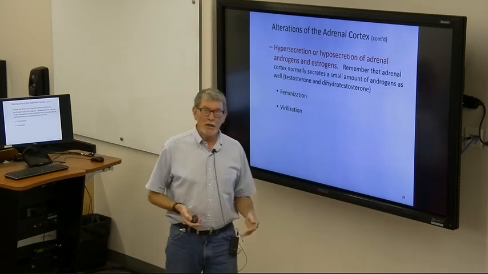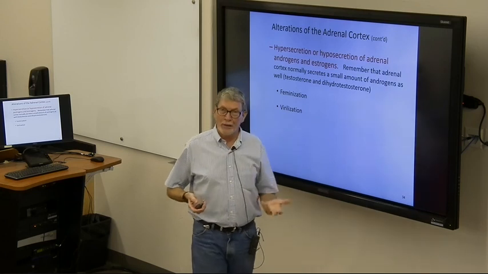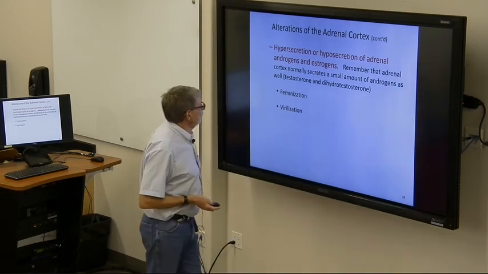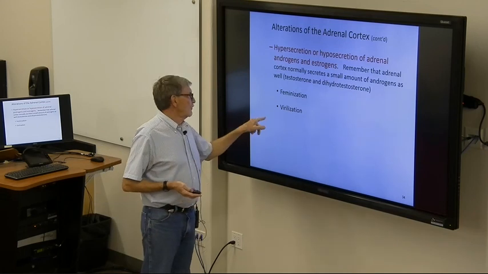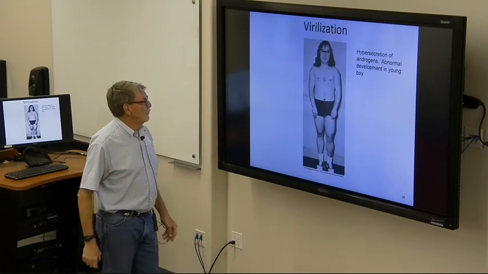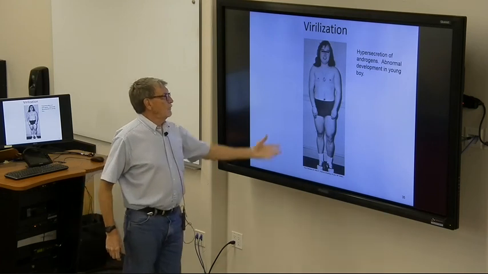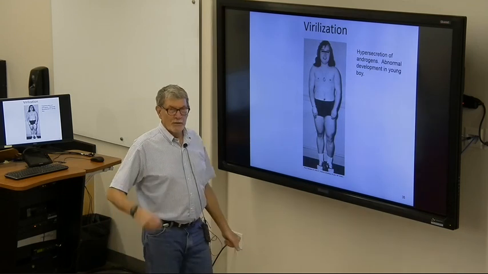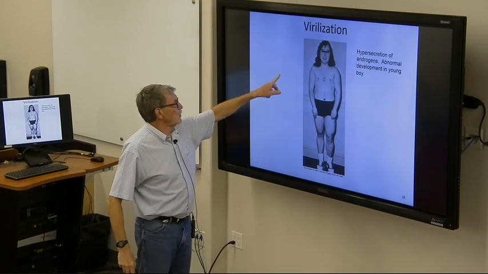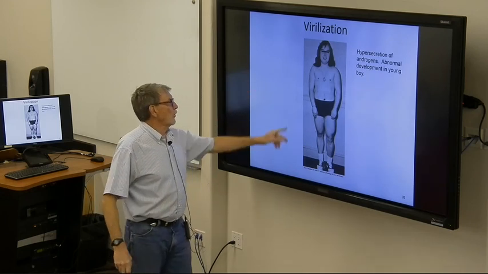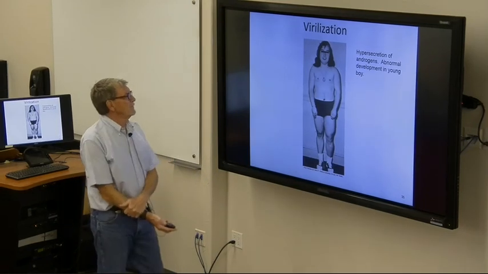In a female, if you made a lot of extra androgens, you could have hirsutism and grow a beard. Feminization, if you make too many estrogens. Virilization, if it's a male. You know, this is a young kid who has had an oversecretion of testosterone, and it's caused a huge amount of muscle production and hair production at a very early age. Doesn't say how old he is. Young boy.